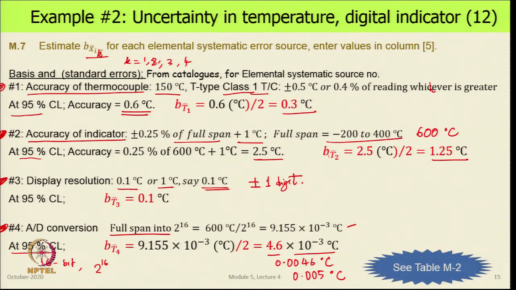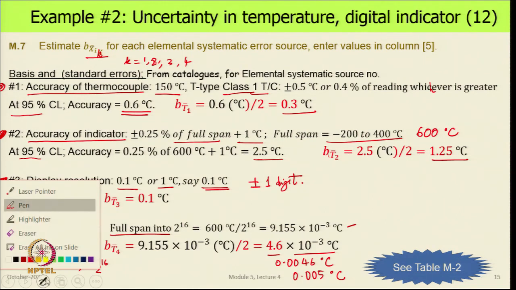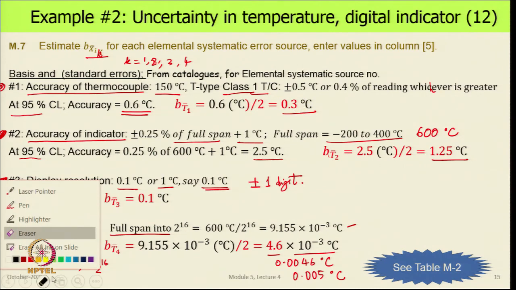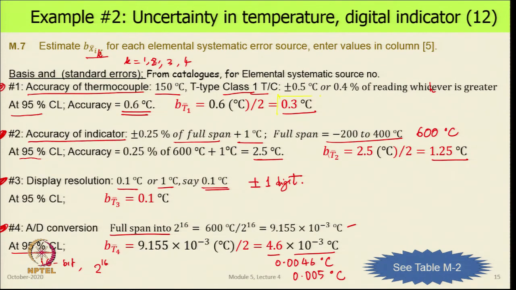So, there we are. We got the 4 values that we were looking for. One is over here, the second is here, the third is here, and the fourth is here.